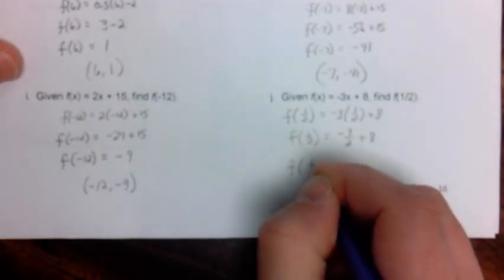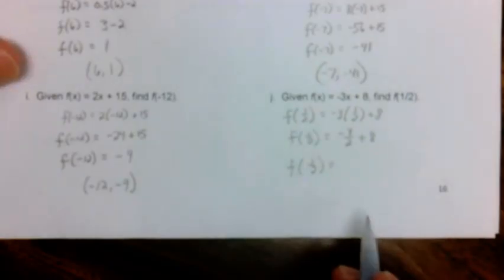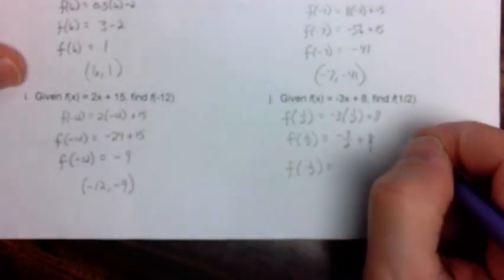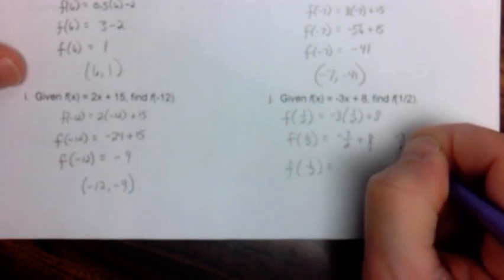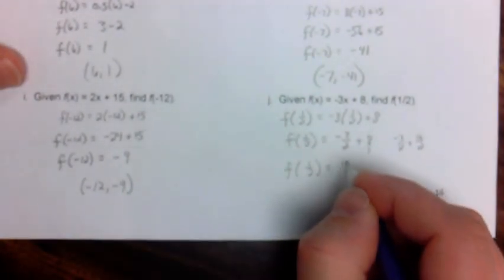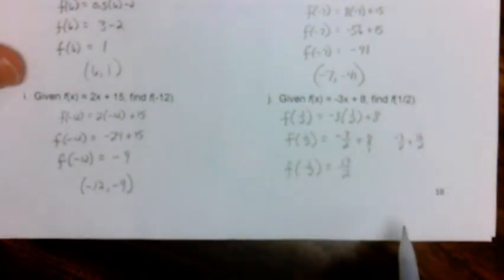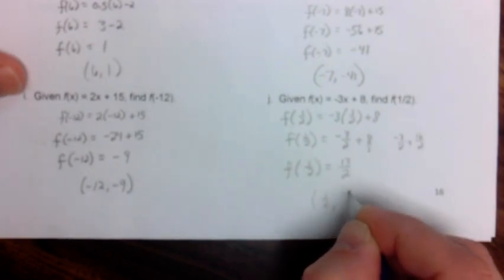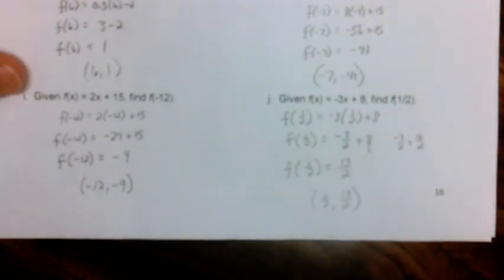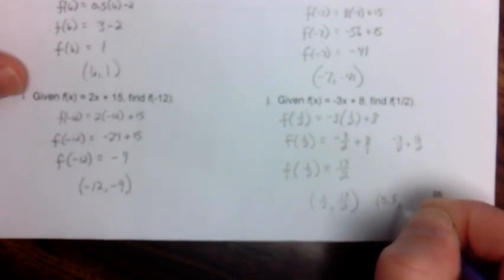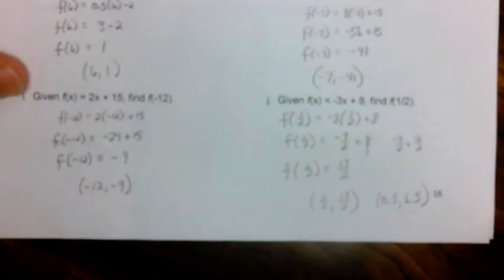I need to do that addition, but I need to have a common denominator here. All right, 8 is the same as 8 over 1, which is the same as 16 over 2. So this is really -3 halves plus 16 over 2, and that is going to equal 13 halves as our output. So the ordered pair here would be 1/2 comma 13 halves. If you were to make these decimals, that would be the same as having 5/10 comma 6 and 5/10 as the ordered pair that represents the solution.